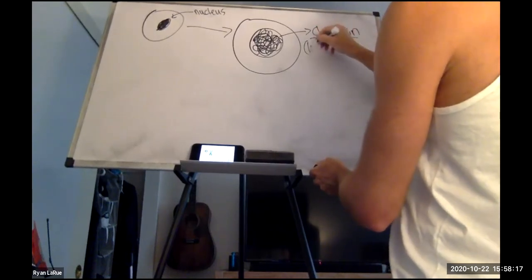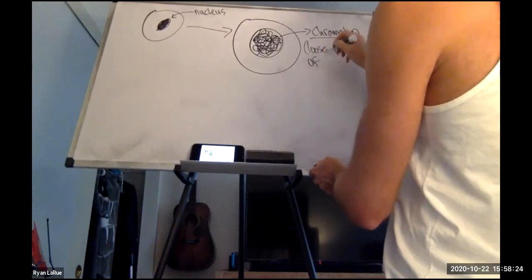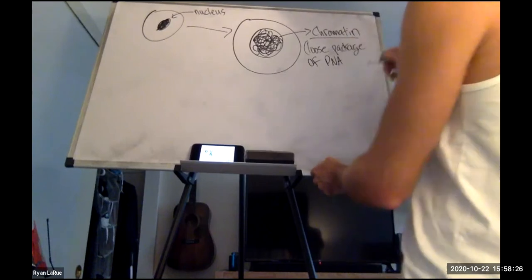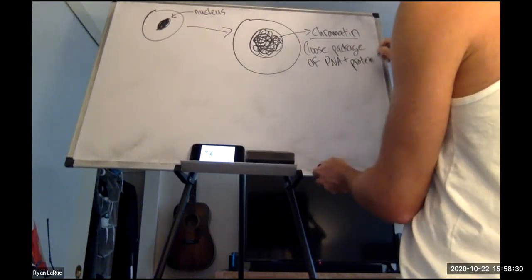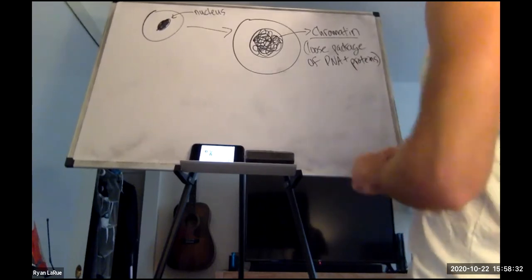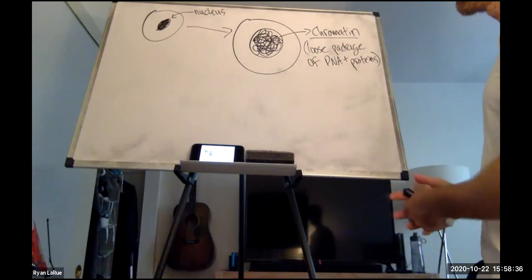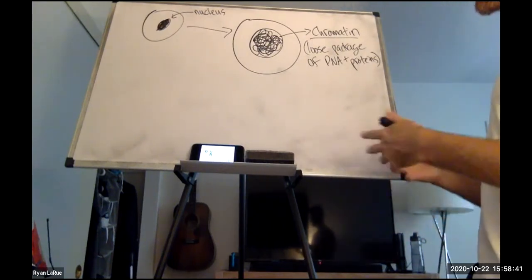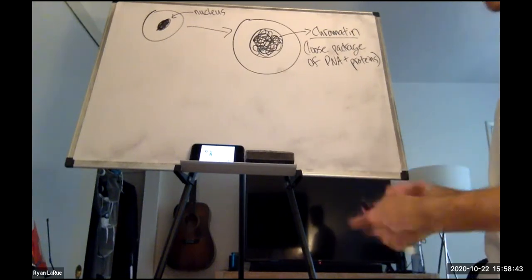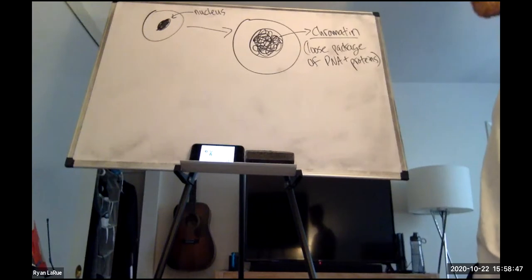So I'm going to write chromatin is a loose package of DNA and also proteins associated with the DNA. They're called histones. You don't have to know that. But chromatin consists of this loose, kind of like a ball of yarn or spaghetti arrangement of your DNA.